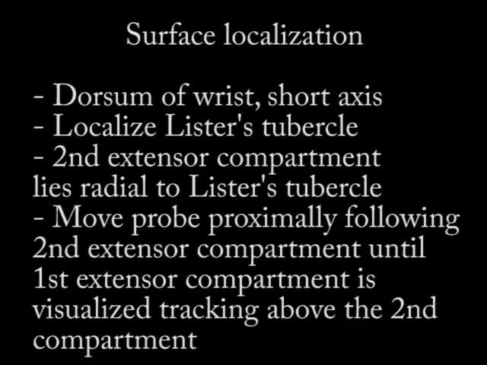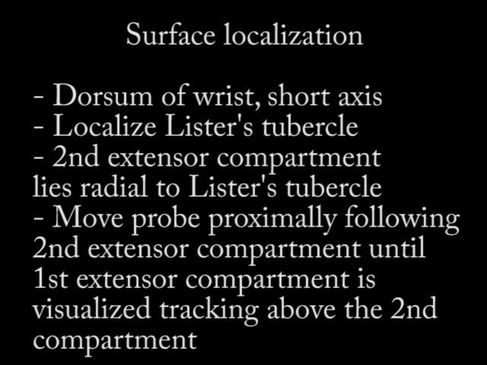Then if we talk about surface localization, I take my ultrasound probe and put it at the back of the wrist, just proximal to the wrist joint in short axis. The idea is I want to localize Lister's tubercle. This is a bony prominence, and it's important because just radial to Lister's tubercle lies the second extensor compartment, which contains the extensor carpi radialis longus and brevis, which play a part in intersection syndrome. It's one of the compartments involved.